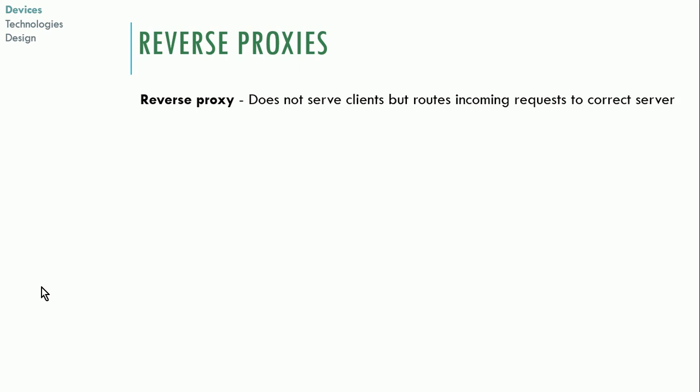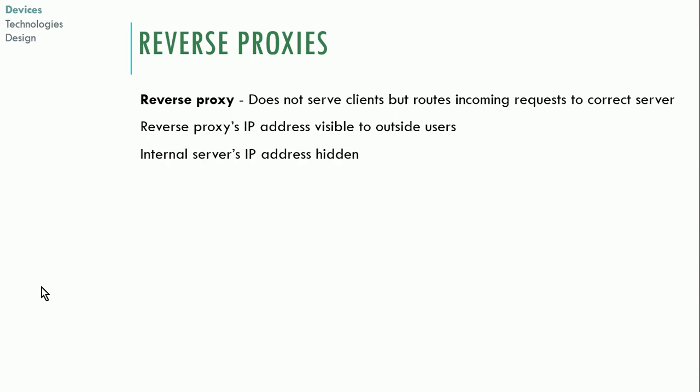One thing your book talks about is the reverse proxy. I think they kind of misrepresent a little bit about how a reverse proxy works in the textbook. In the textbook, they say that it does not serve the client, but routes incoming requests to the correct server, which is really kind of like natting, right? So it's very similar to natting, and they say in the book that the reverse proxy's IP address is only visible to the outside users, and it hides the internal IP. Again, you could just do that with natting.